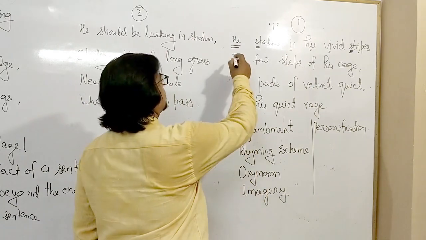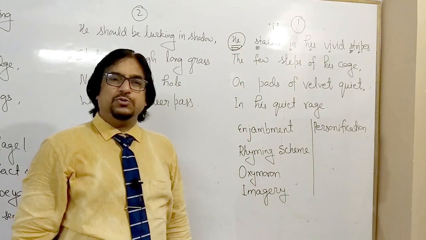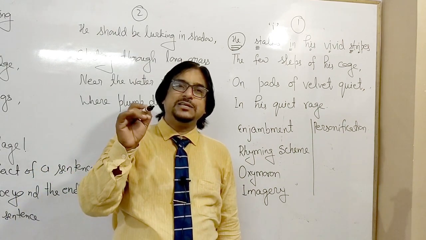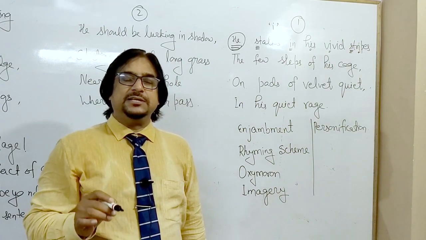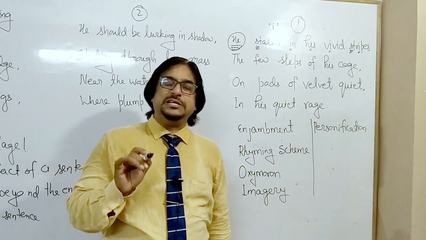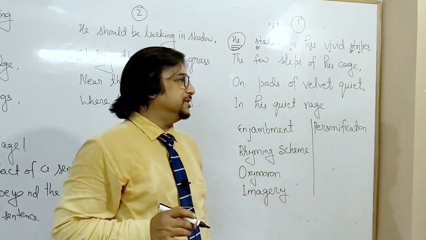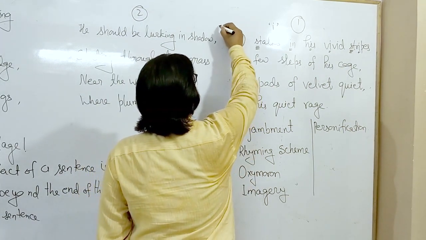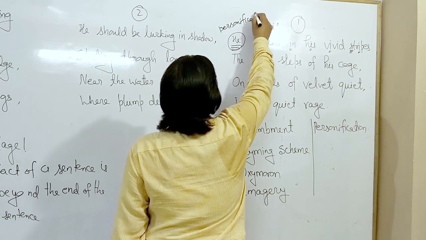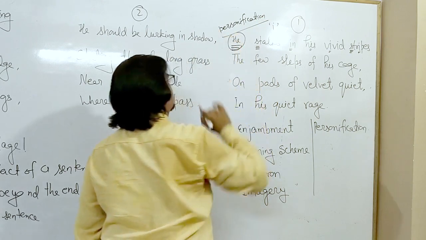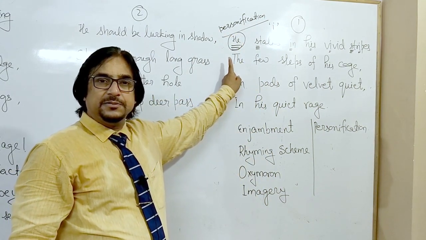First, earlier I told you the tiger is being personified here. It means the tiger is being treated as a person. So the first poetic device here is personification. That means here the tiger is treated as a person.